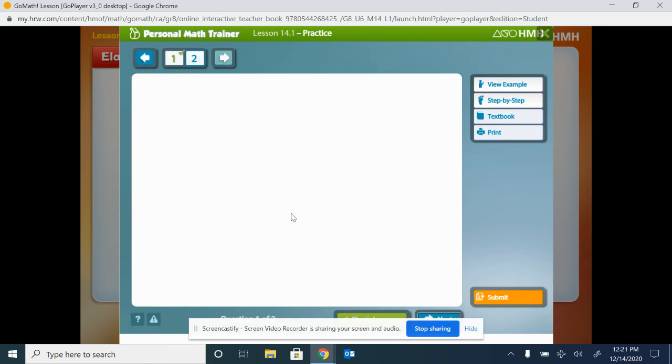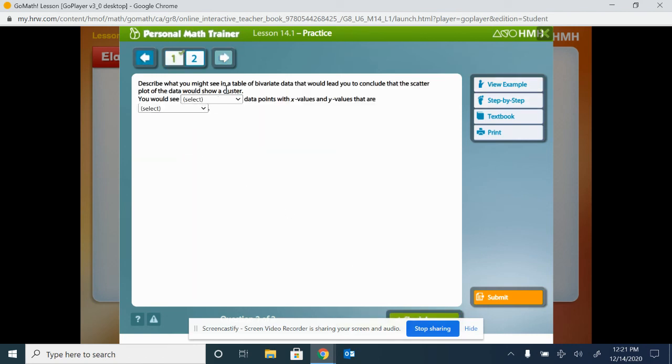Correct. Number 2, describe what you might see in a table of bivariate data that would lead you to conclude that the scatter plot of the data would show a cluster. You see a bunch of points, a large number of data points (x, y) close to one another. Okay, so you see a whole bunch. That's a cluster. Okay, and well done.